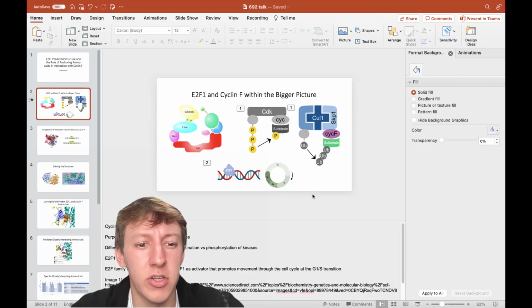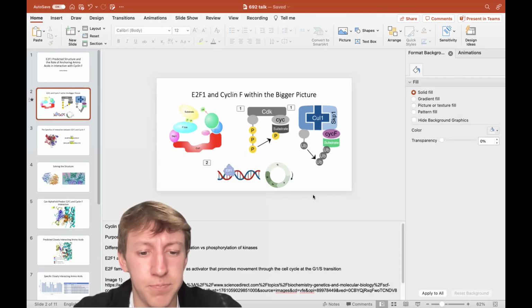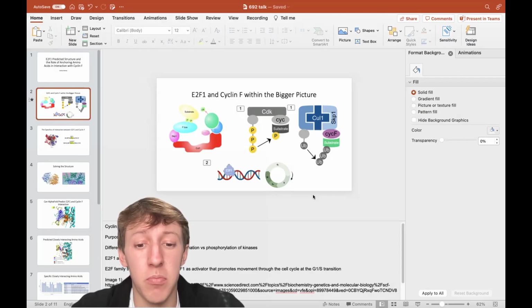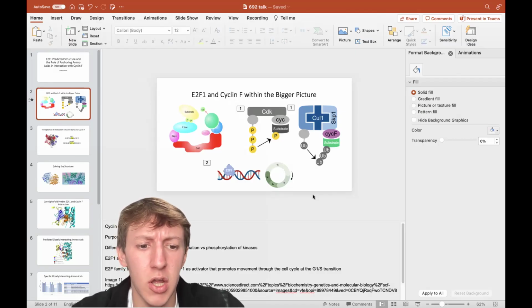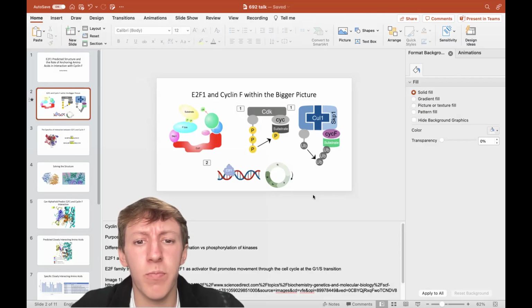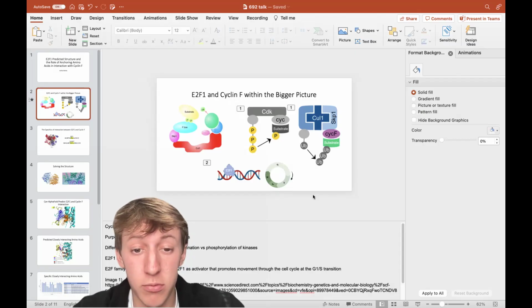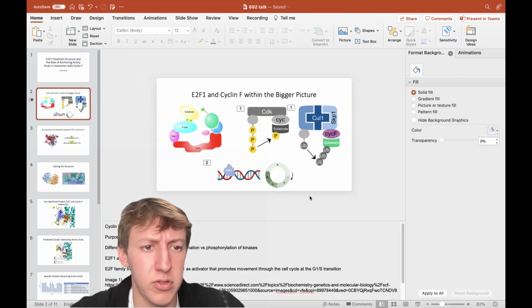Let's look a little more at what E2F1 is outside of just a substrate for cyclin F. E2F1 acts as an activator that promotes movement through the cell cycle through the G1/S transition. It is also situated within a larger family of E2F proteins that act as transcriptional regulators within the cell.